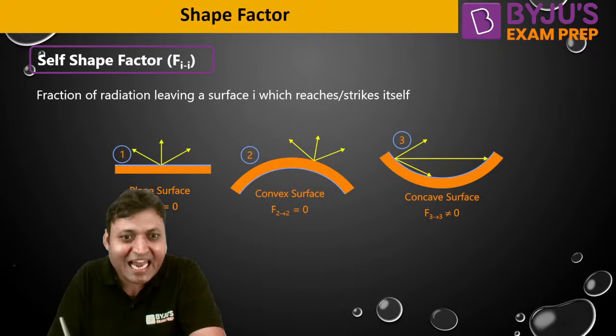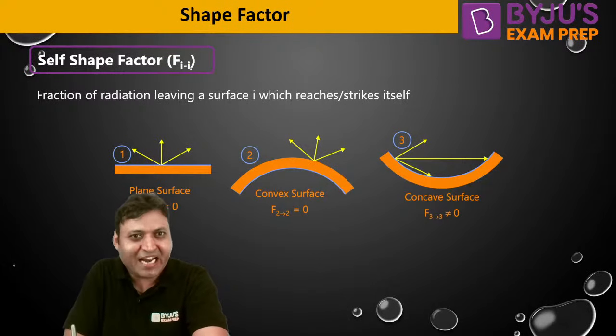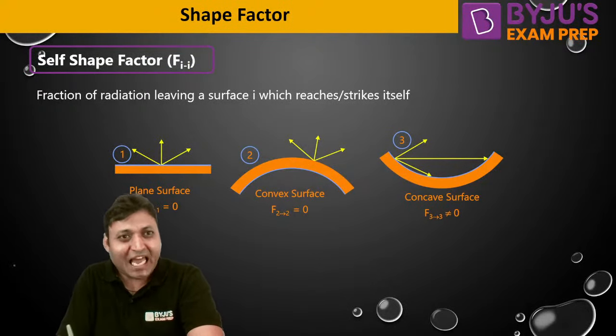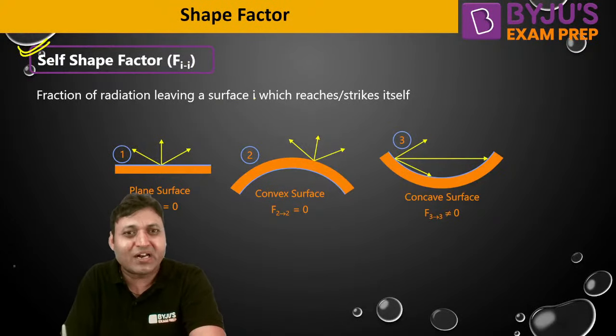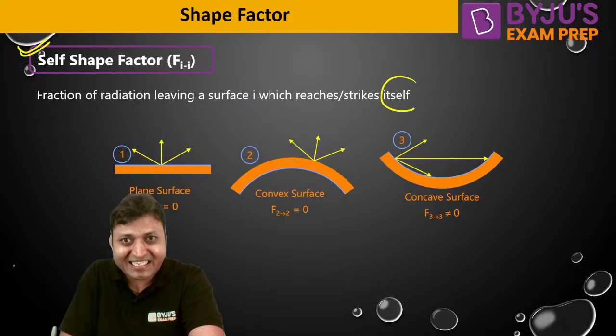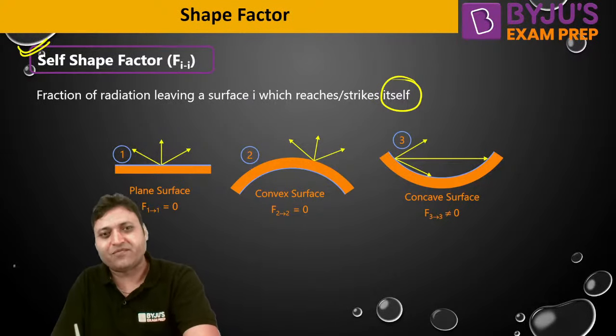And then self shape factor. What is self shape factor? F_i to i. Self shape factor is actually the fraction of radiation leaving a particular surface i which strikes itself, which reaches itself. That is called a self shape factor.